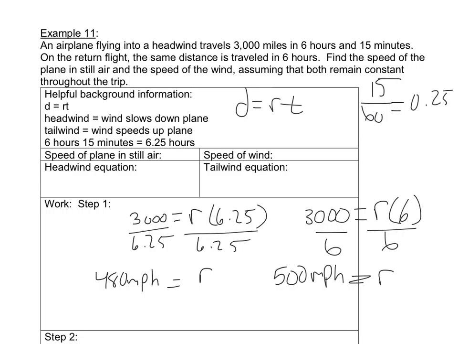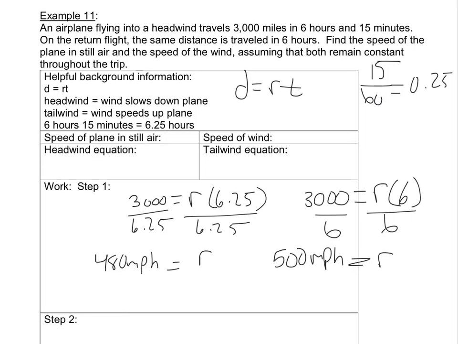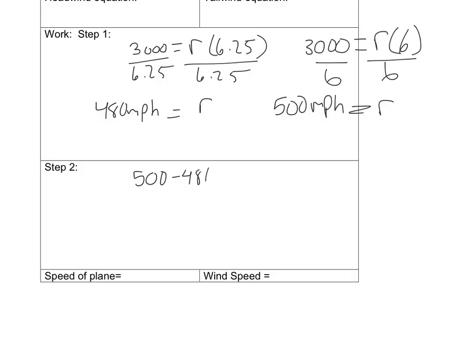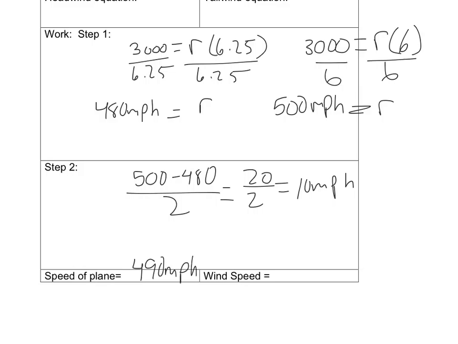Okay? So, to get what the wind is, since it's the same wind, what we need to do is you just go 500 minus 480 and divide it by 2. So you get 20 divided by 2 is 10 miles per hour. So the speed of the plane was 490. The wind speed was 10.